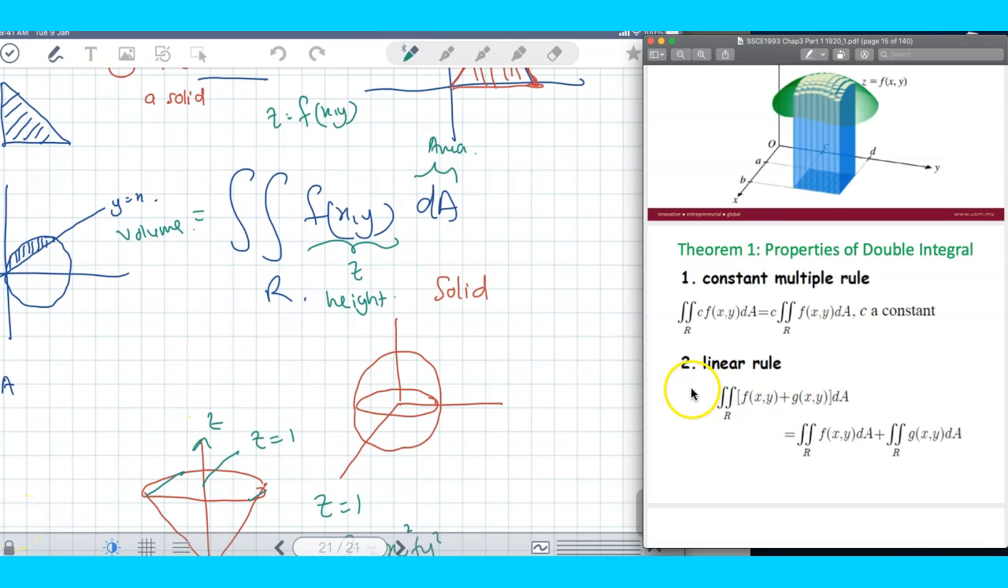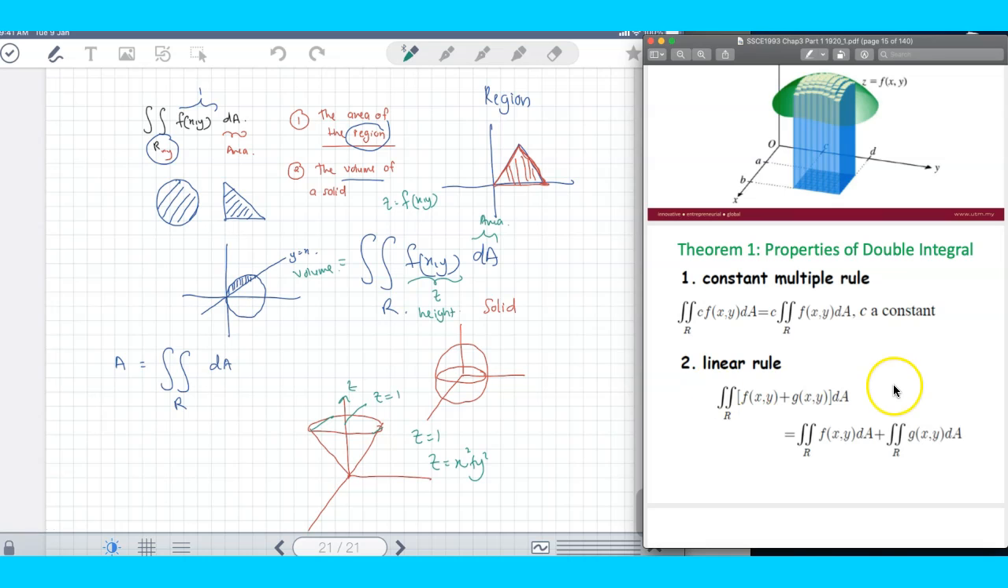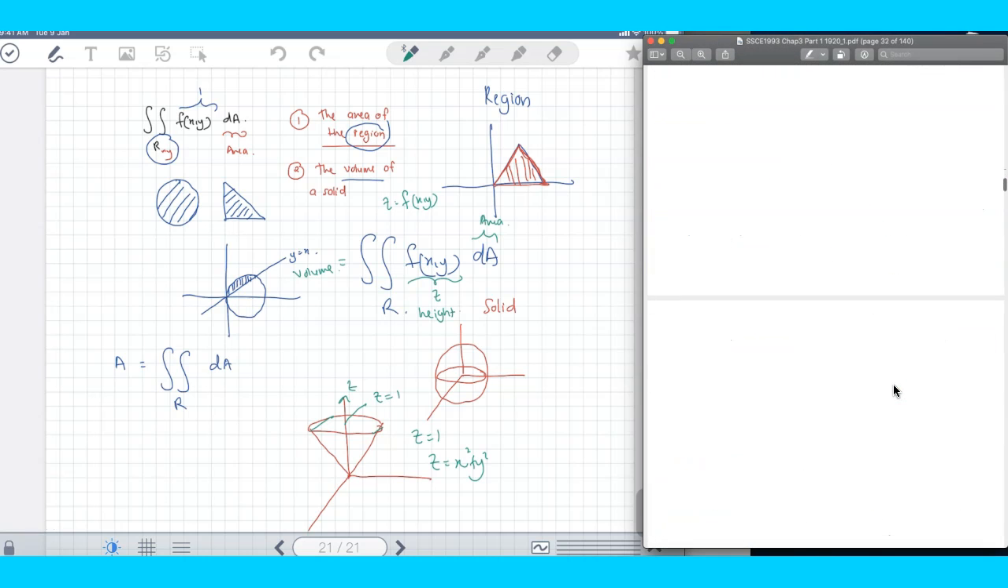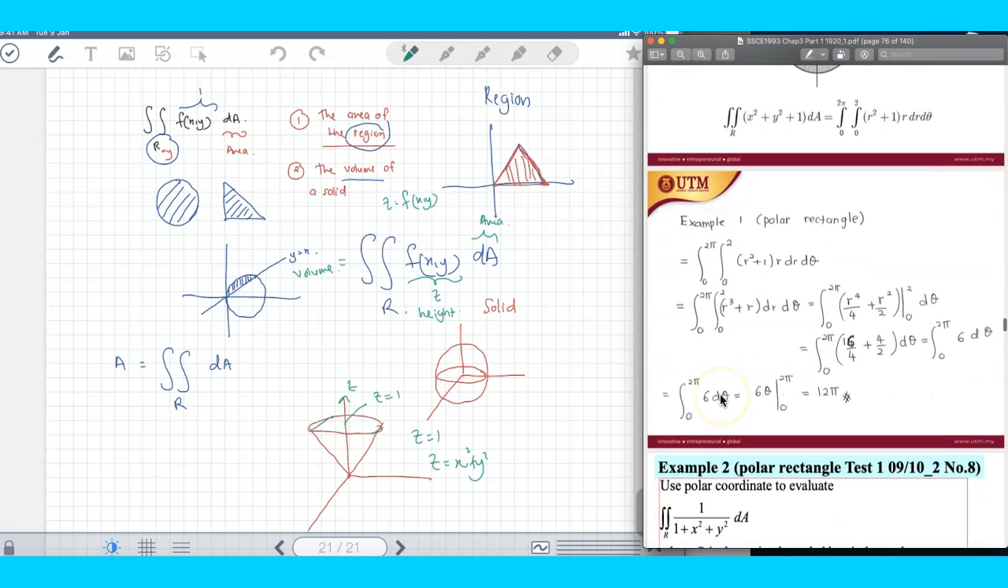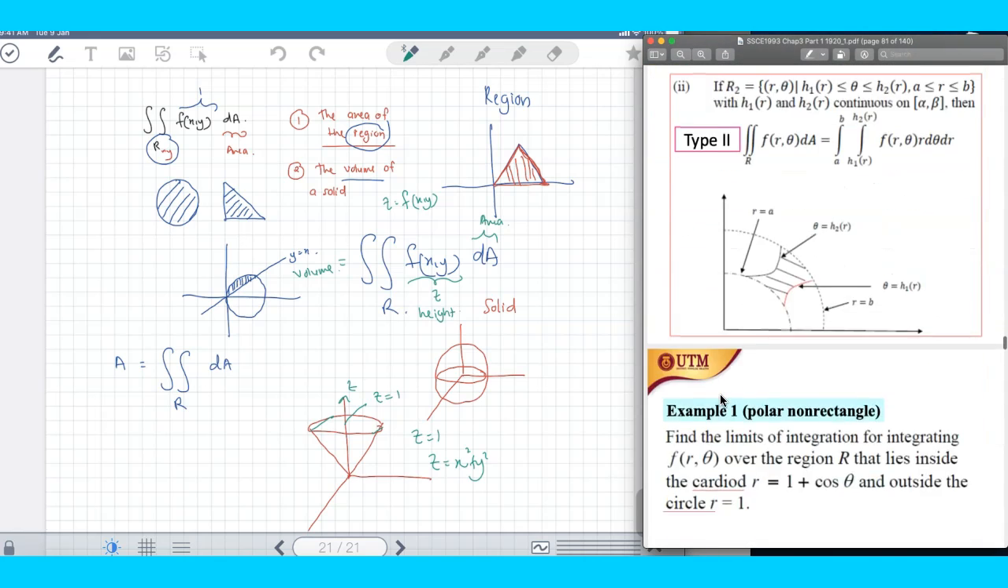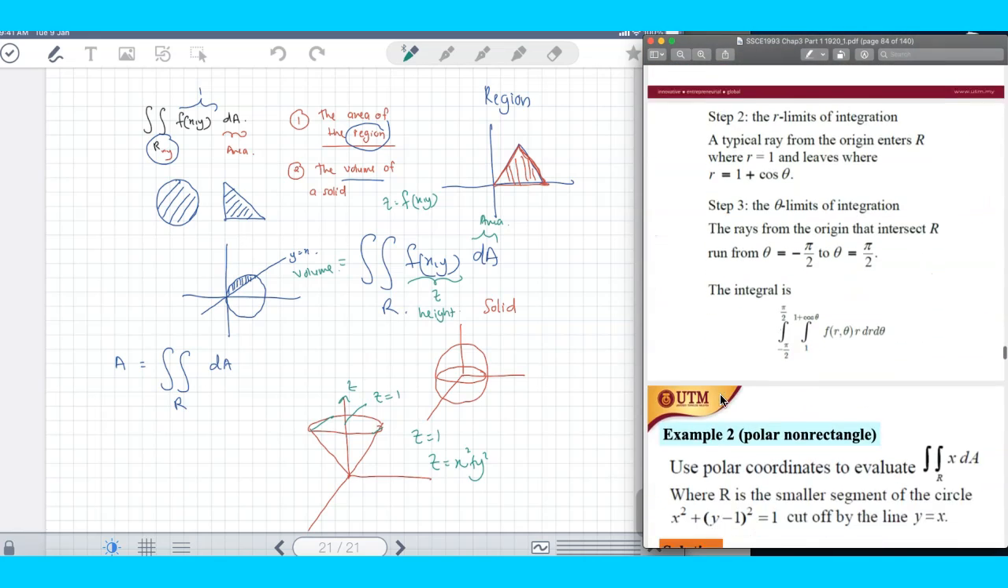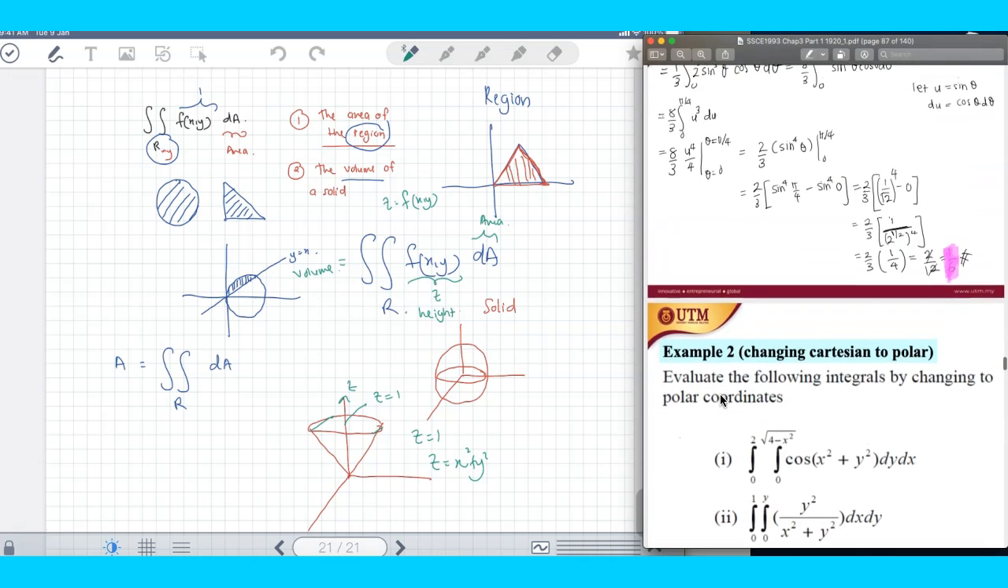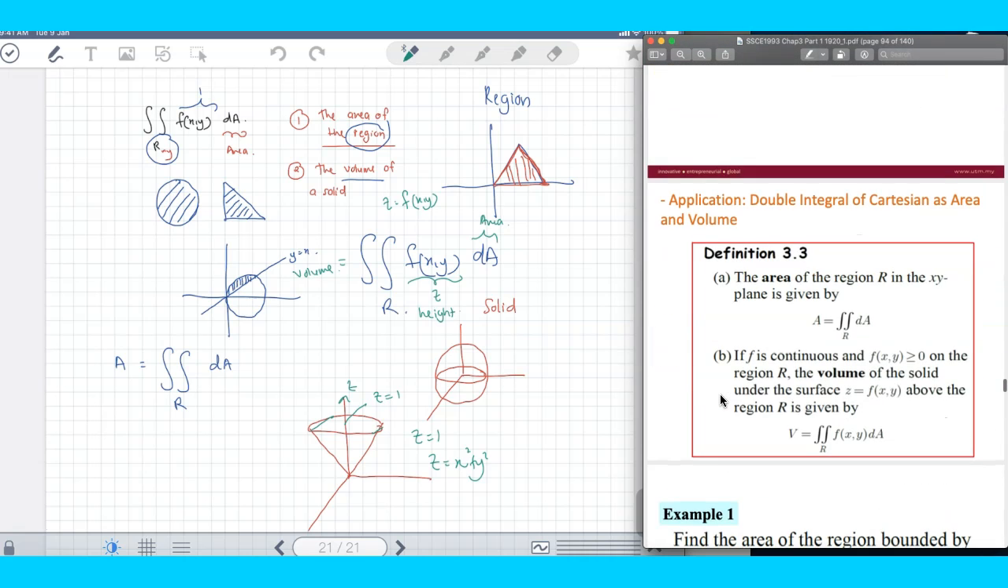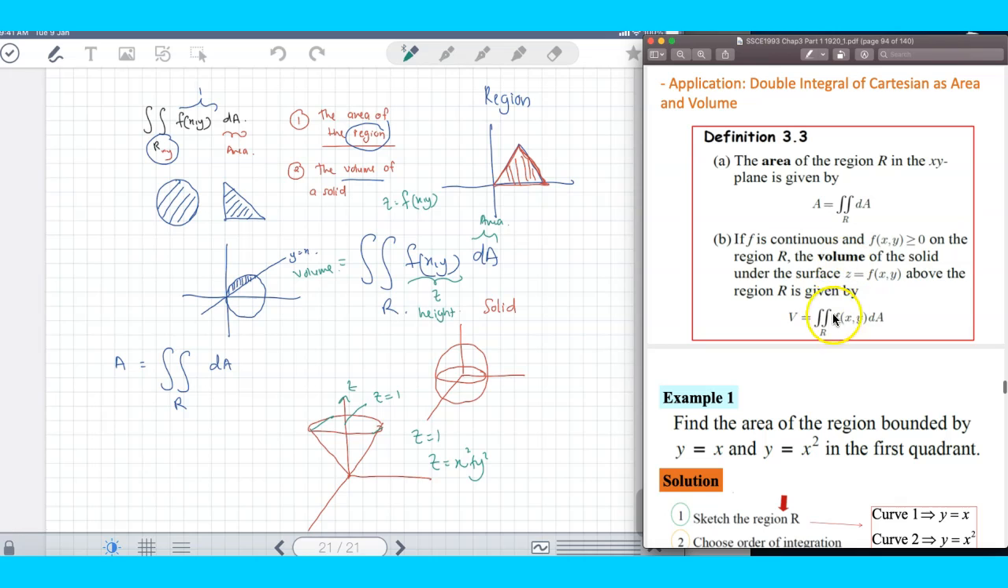So how can we use the double integral to evaluate the area? You have to make sure the integrand is always equal to 1. And how can you use the double integral to evaluate the volume? Then you must have the complete double integral, with the integrand here, but you have to find it.